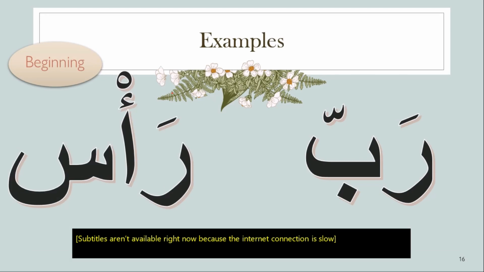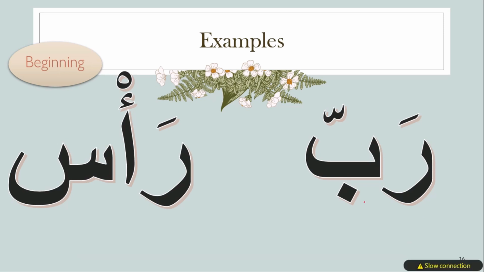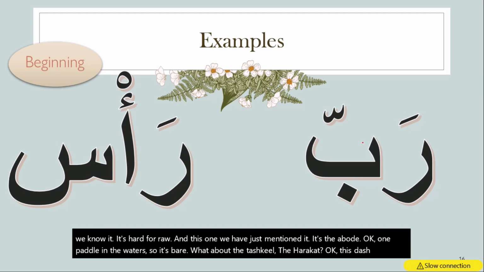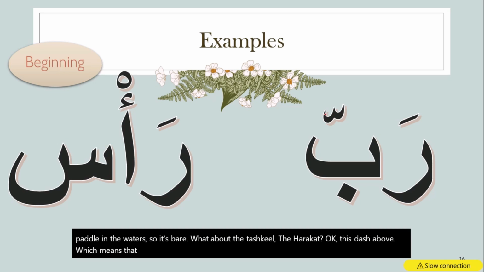Let's practice our reading. So, some words with حرف الراء in the beginning. This one, we know it. It's حرف الراء. And this one, we have just mentioned it. It's the boat. One paddle in the water, so it's ba. What about the تشكيل, the حركات? This dash above means فتحة. And this one, like letter double W above the letter, it's شدة. It means the letter will be pronounced 2 times or doubled.